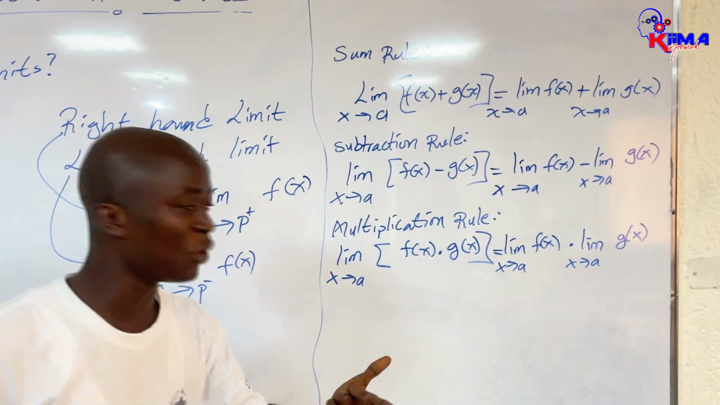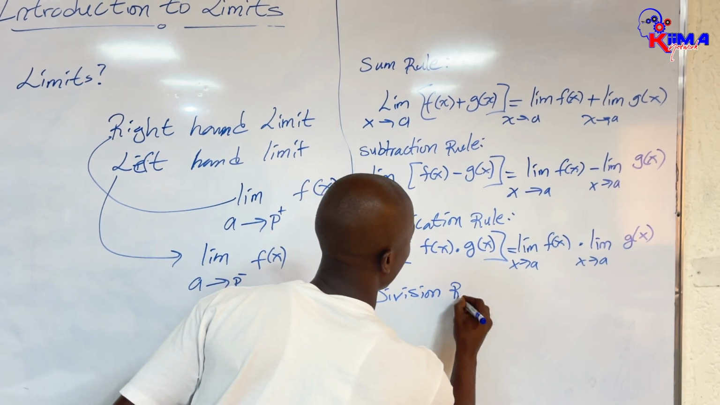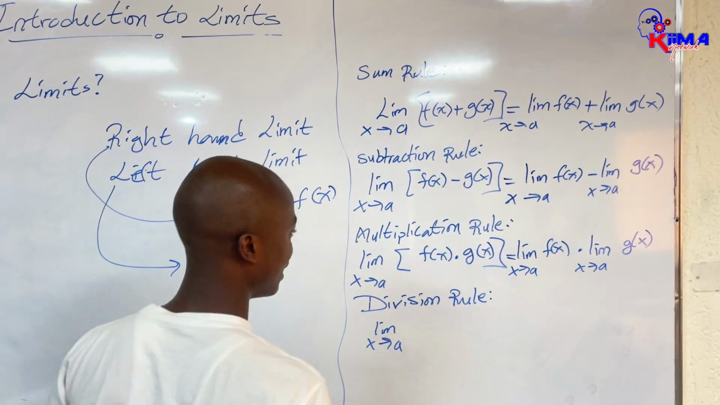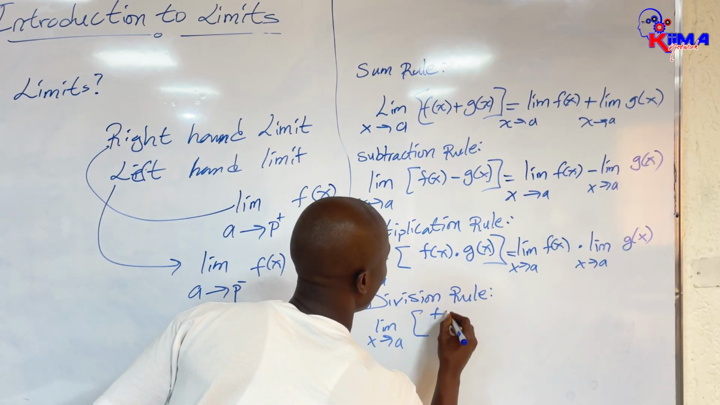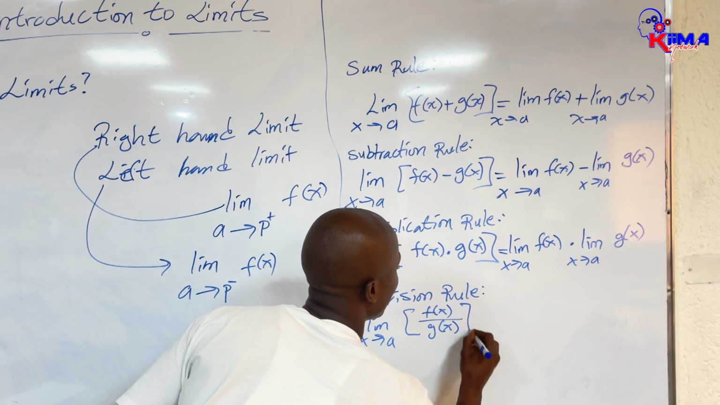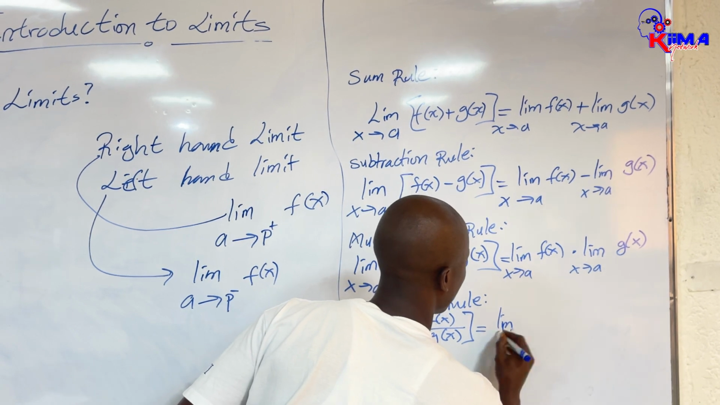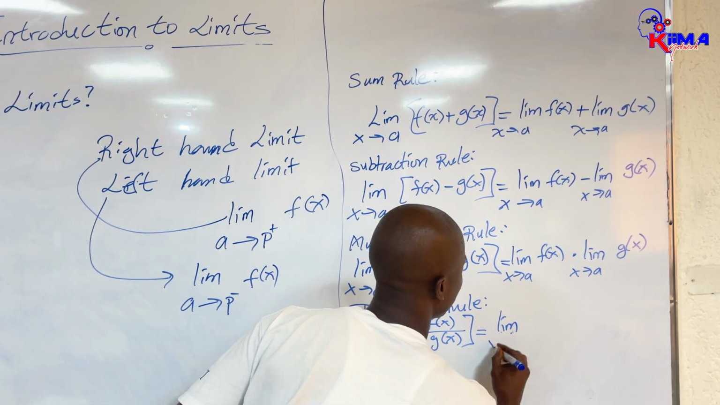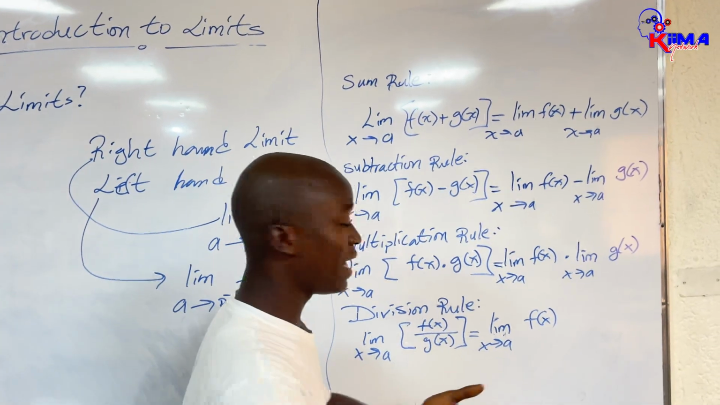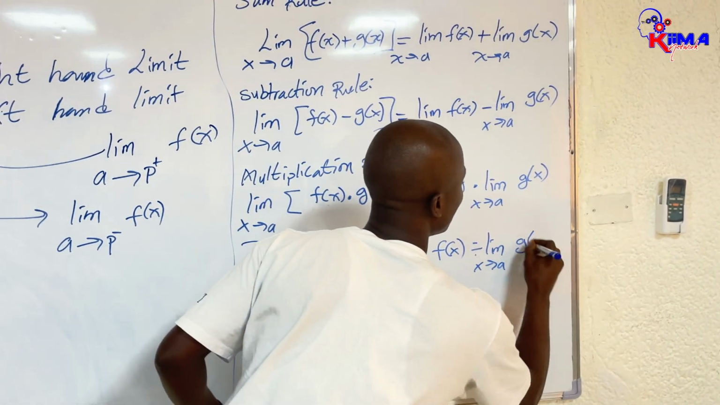Let's move to the division rule. We have the limit as x approaches a of f of x divided by g of x. We open it all the same way: the limit as x approaches a of f of x divided by the limit as x approaches a of g of x.